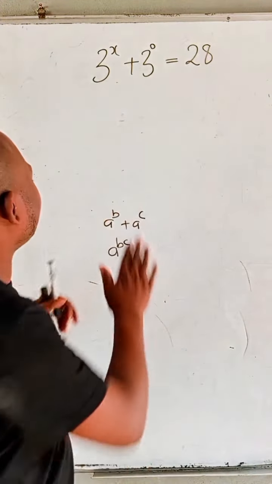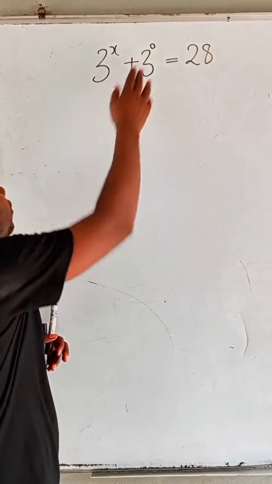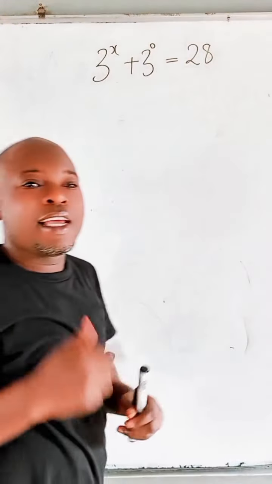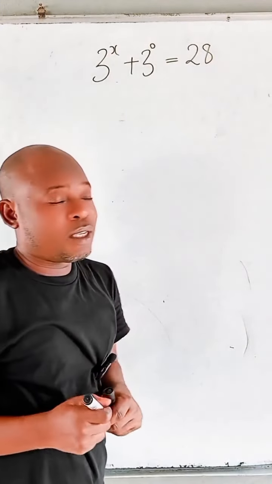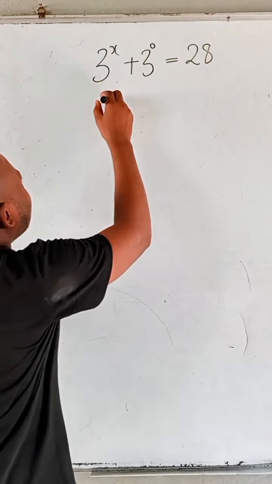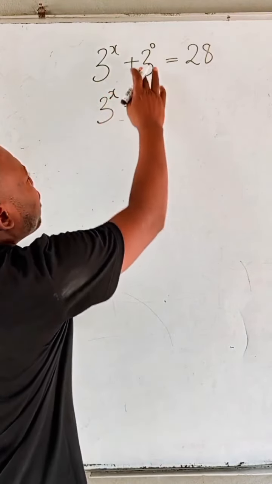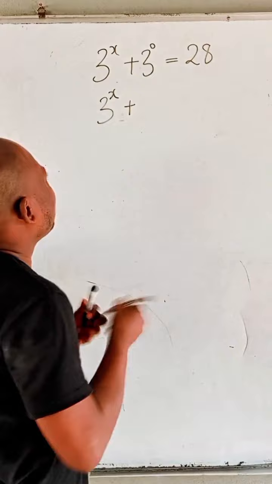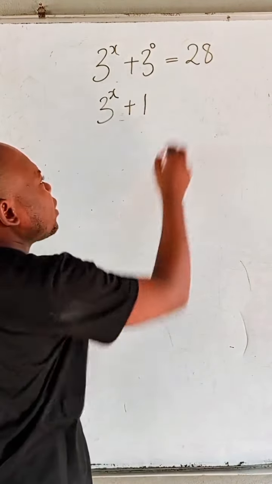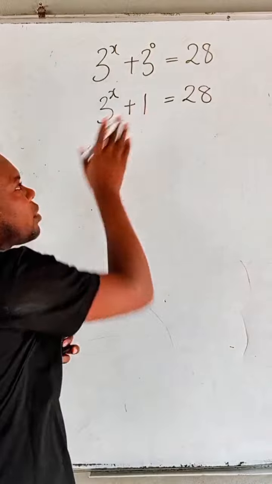So what we're simply going to do is to apply one of the other rules of indices, which says that any number raised to the power of 0 is 1. That is what we'll be using. So what we have here now becomes 3 raised to the power of x plus 3 raised to the power of 0, which will give us 1. Then we equate it to 28. So that is it now.